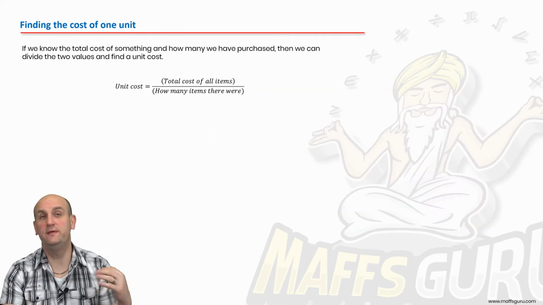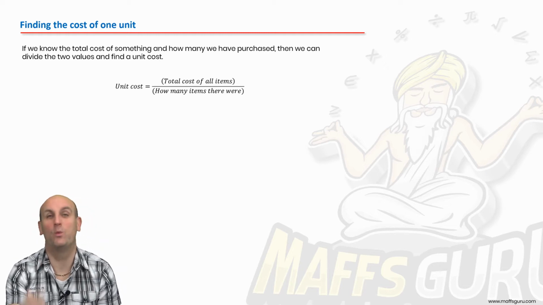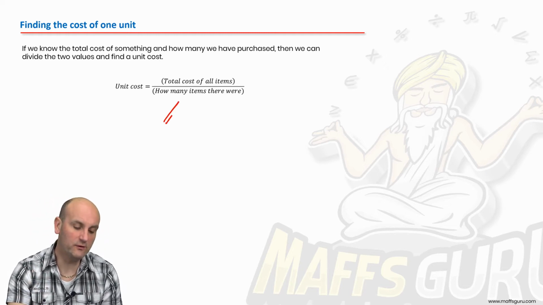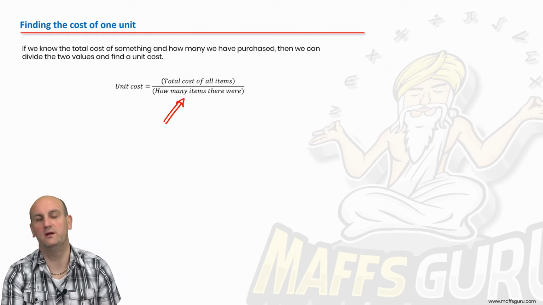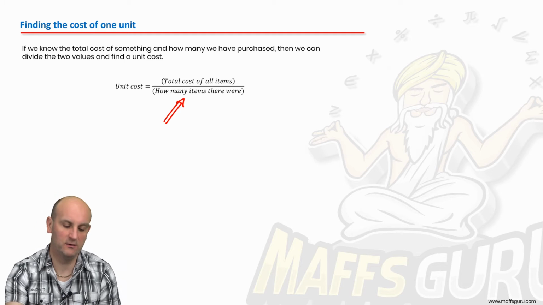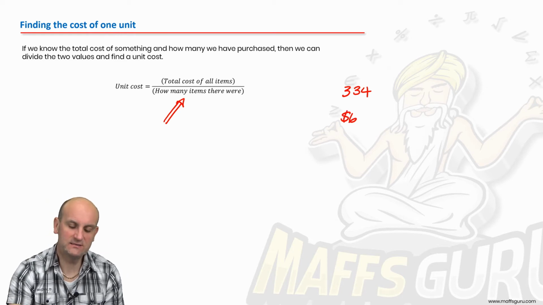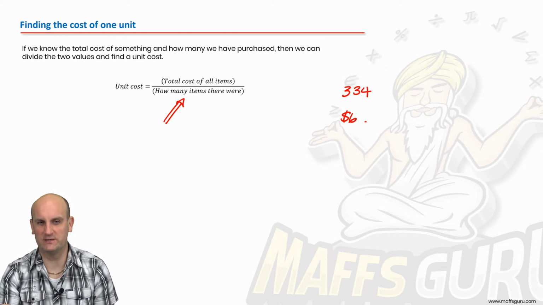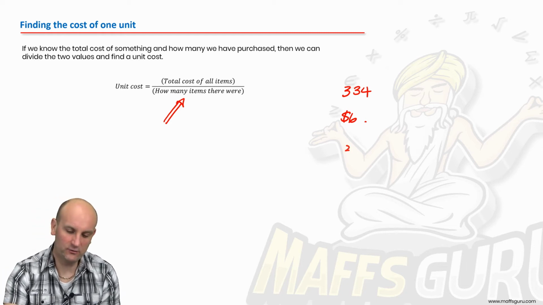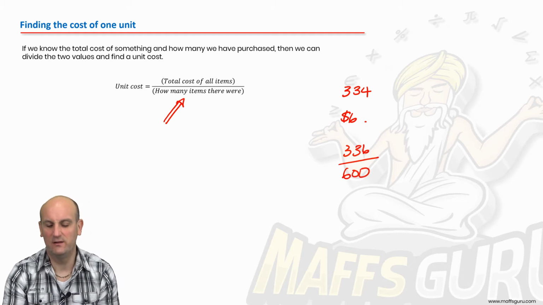So we're going to try and find the unit cost of one unit. Generally speaking, to find the unit cost, I'm going to take the total cost of all the items and divide by how many items there were. So if I walked into a shop and bought a pack with 334 jelly babies, and it cost me $6, then I could work out how much each of those jelly babies cost me. Oh, how exciting. By doing 334 divided, well, generally speaking, we would do it in cents.